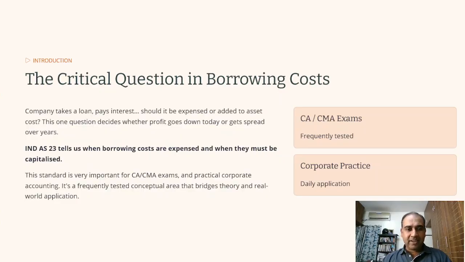Before we get into the standard, let me ask a simple question. When a company takes a loan and pays interest, should it be expensed or should it be added to the cost of the asset? This one question is very important to determine whether the profit of the company will go down today or it will be spread over multiple years. IND AS 23 tells us when borrowing costs are expensed and when they must be capitalized.